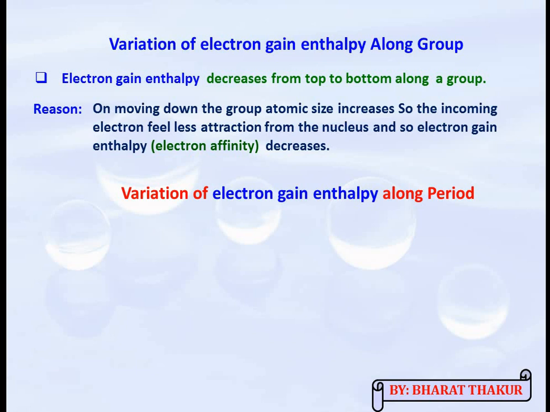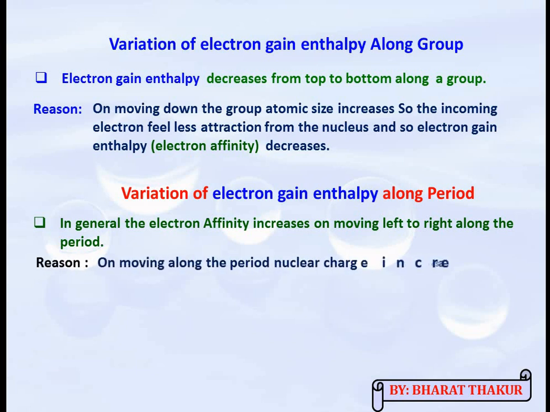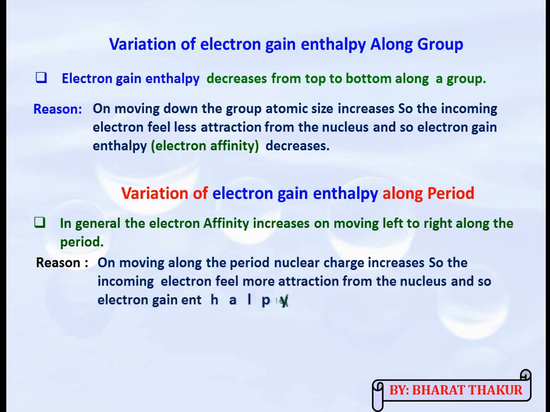The variation of electron gain enthalpy along a period. In general, the electron affinity increases on moving left to right along a period. The reason behind that: when we move along a period, the nuclear charge increases, so the incoming electron feels more attraction from the nucleus, and so the value of electron gain enthalpy or electron affinity increases.